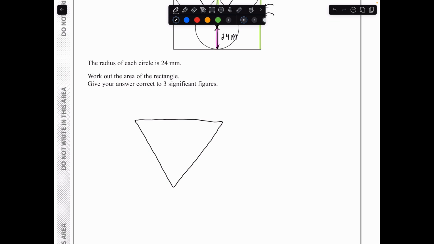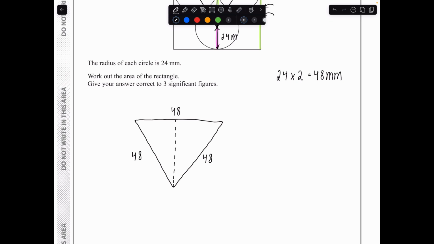So if each side is 2 lots of the radius, it's 24 times 2, isn't it? And this is equal to 48 millimeters. So each of our sides has a length of 48 millimeters. But how does that help us to find what this dotted length here is?